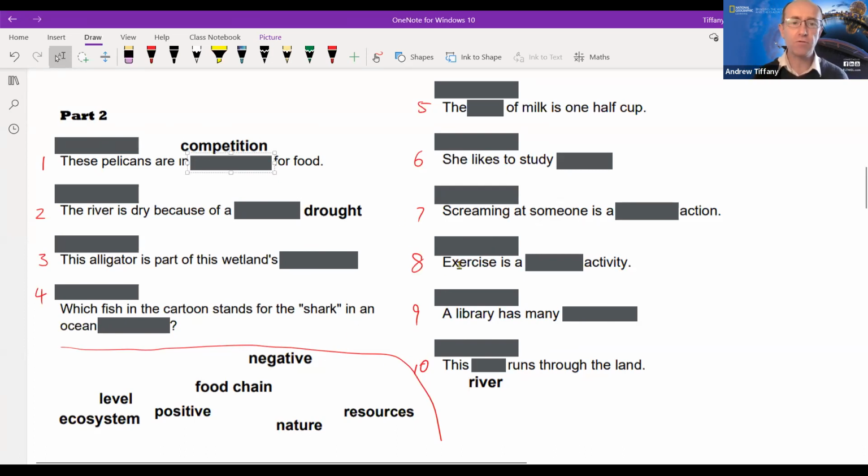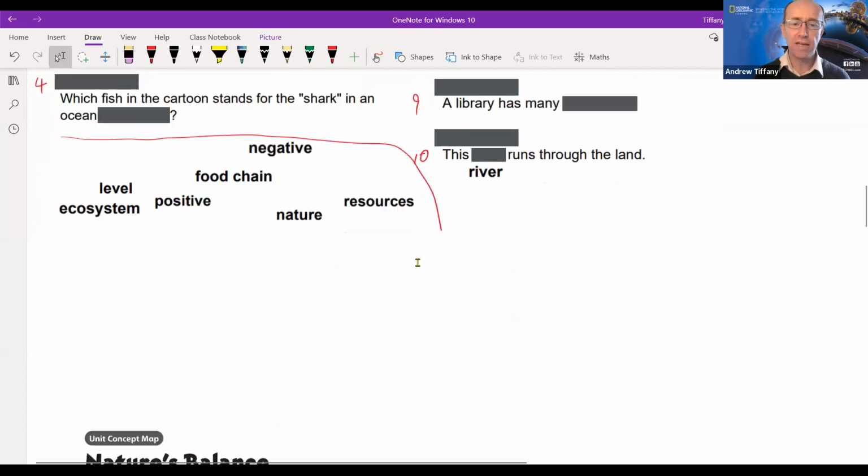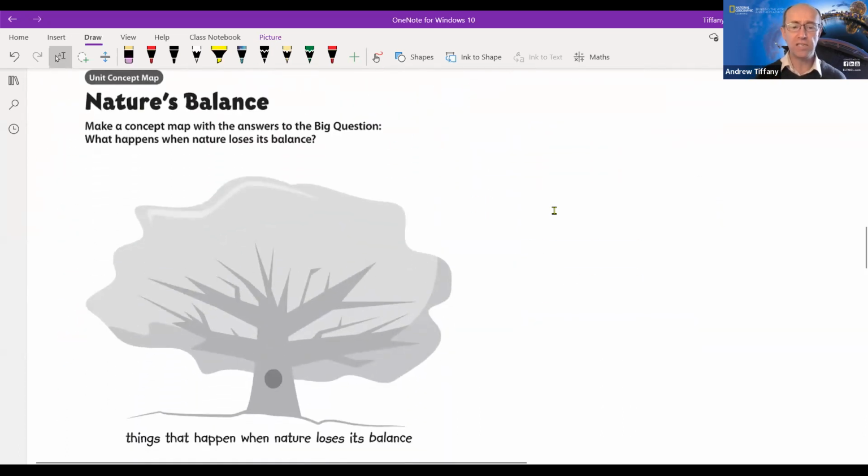So now that we've done that, great. Now that we know some of these words like competition and resources and ecosystem and food chain, let's go down now and let's actually do the concept map. So the question is, what happens when nature loses its balance? We now know some of the vocabulary we might need.